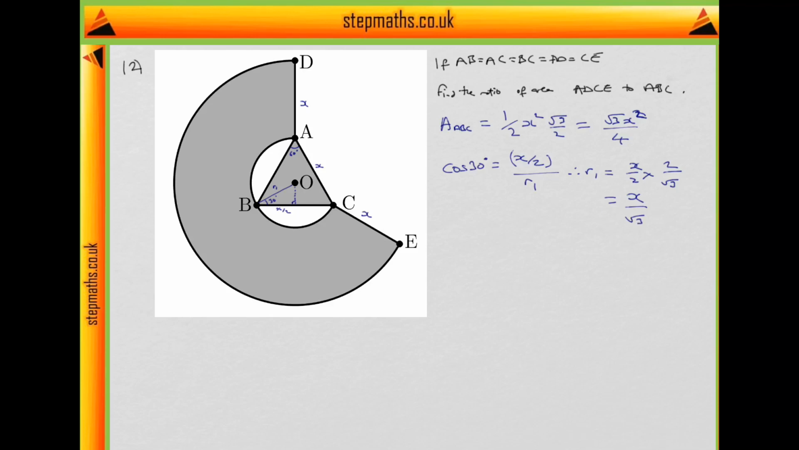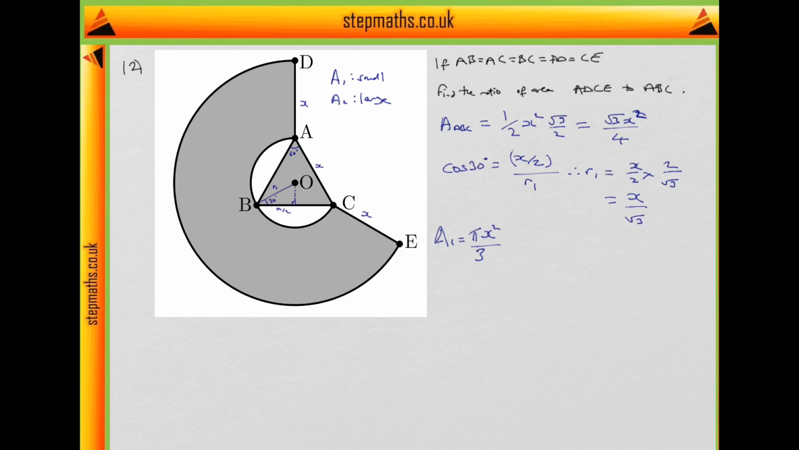So if we call A1 the area of our small circle, so we'll call A1 small and A2 large, well, we get that A1 is now equal to pi times its radius squared. Its radius is x over root 3, so x squared over 3. So that's the area of our small circle here. If we imagine we extended it round like this.